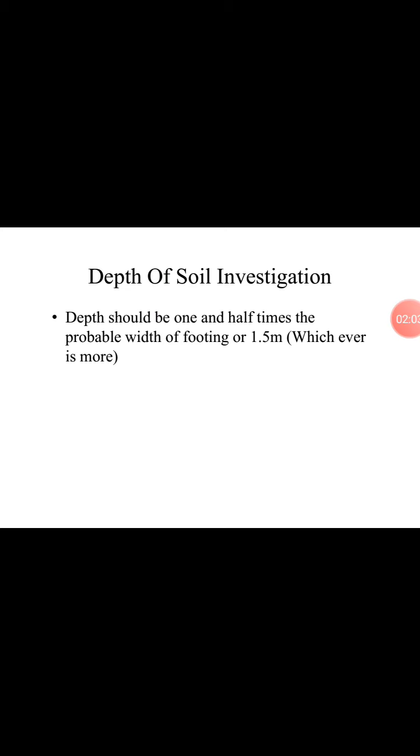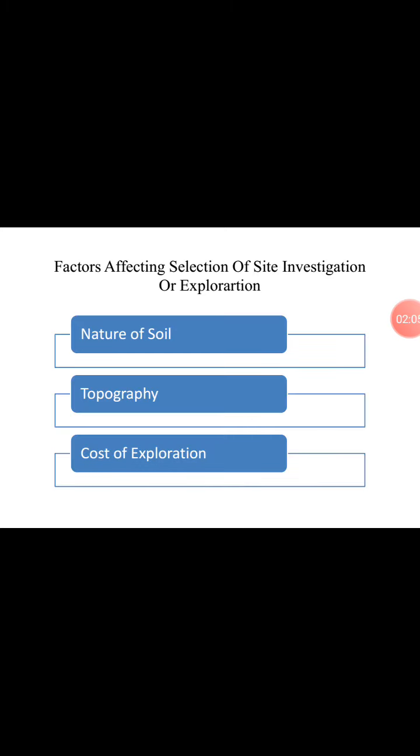Next slide is the factors affecting selection of the site investigation or exploration. Here it is divided into three parts. Three factors generally affect it. First is the nature of the soil, second one is topography, and third one is the cost of exploration. One by one we discuss them in the next slides.